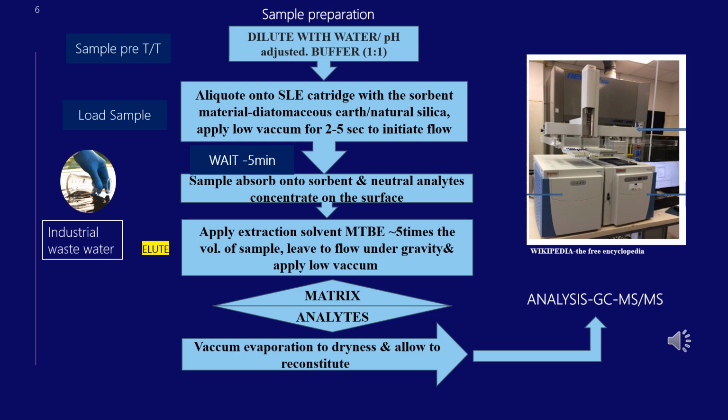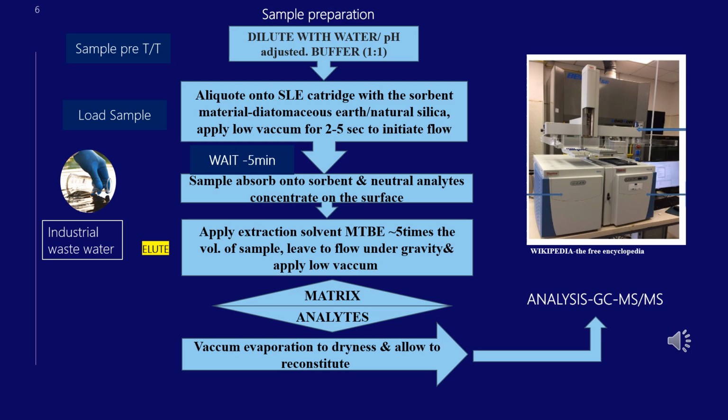This flowchart will give information on how the samples are being prepared. Here the matrix we have taken is industrial wastewater. Analytes include SVOCs. First step is sample pre-treatment. Under this, before sample extraction, it undergoes pre-treatment with water or pH adjusted buffer in a 1:1 ratio. Next step is load. In this, add the aliquots onto the SLE cartridge with the sorbent material natural silica under low vacuum for 2 to 5 seconds to initiate the flow.